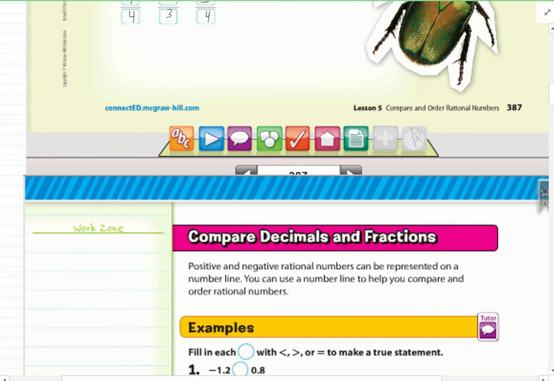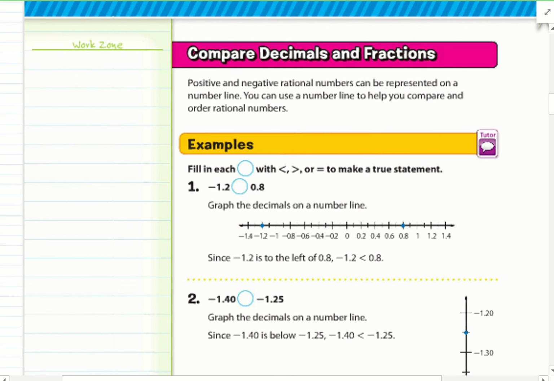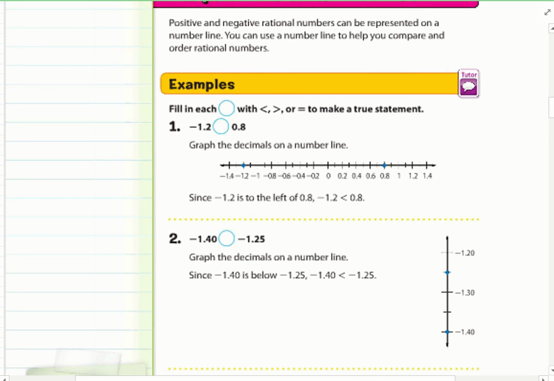So today we're going to be comparing decimals and fractions. So example 1. We have to use greater than, less than, or equal to make a true statement. So negative 1 2/10 and positive 8/10. Well, my negative numbers are always smaller than positive numbers, so this is going to be less than.